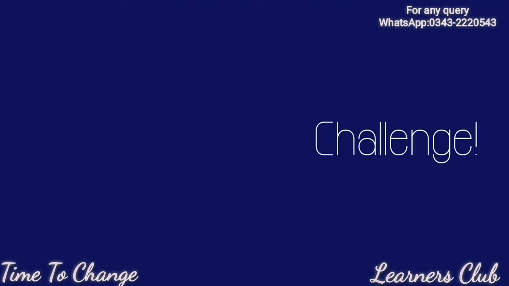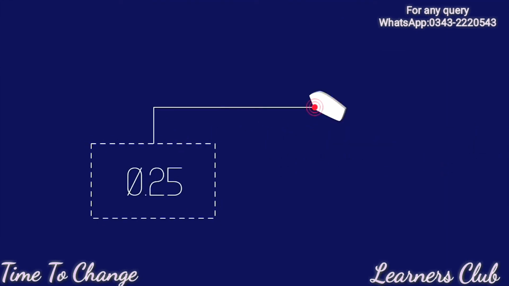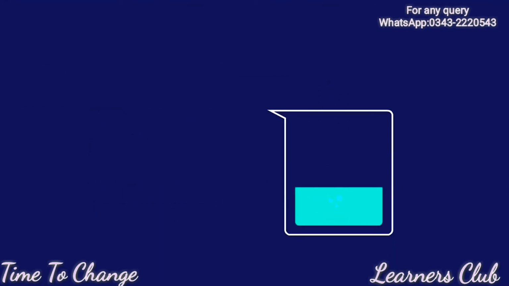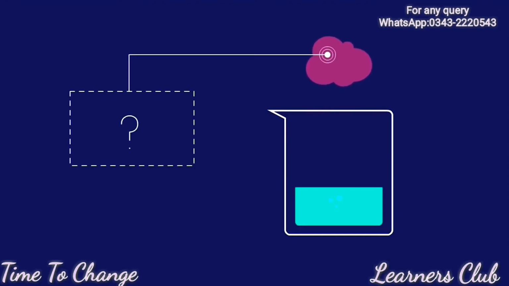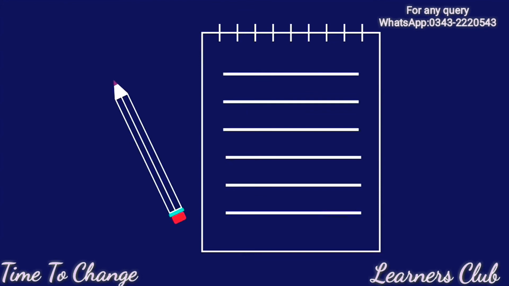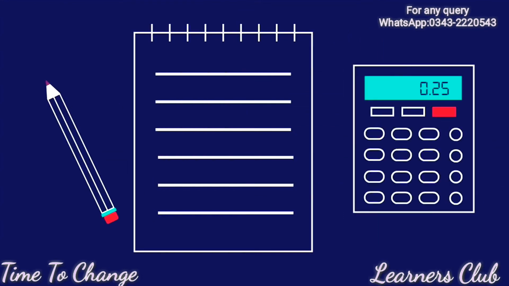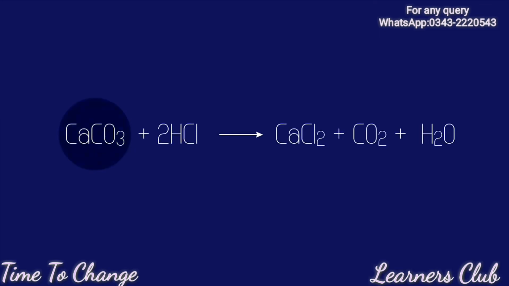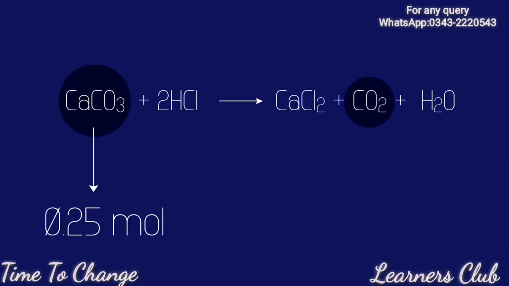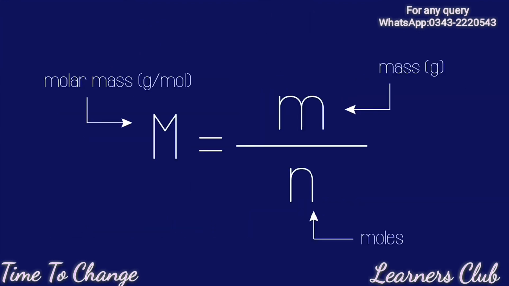Now here's a challenge for you. If you were to use 0.25 moles of calcium carbonate in an excess of hydrochloric acid, can you work out what will be the total mass lost once the reaction has gone to completion? This is tricky, so grab a pencil, paper and calculator and work through it slowly. Remember from the equation that each mole of calcium carbonate used produces 1 mole of carbon dioxide. You are using 0.25 moles here. Then you need to work out the molar mass of carbon dioxide using your periodic table. Finally, use this formula to work out the mass. Pause the video now and resume when you have the answer.